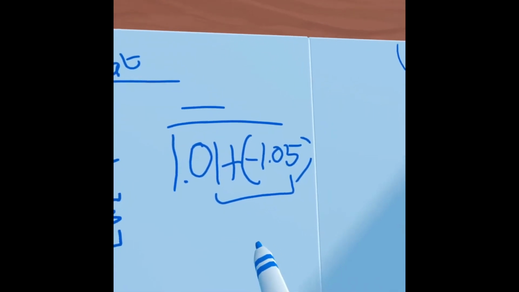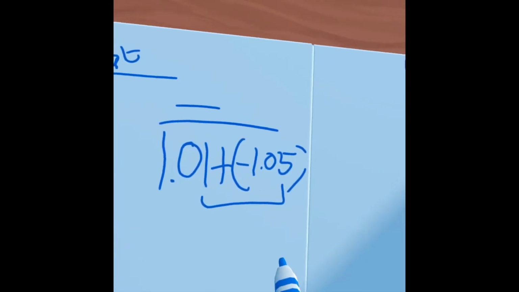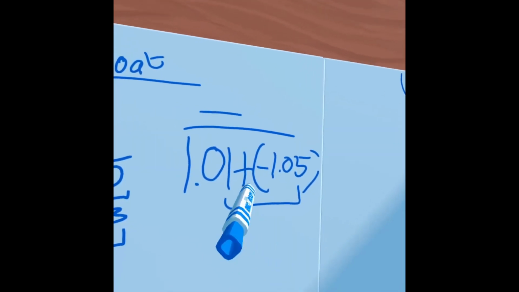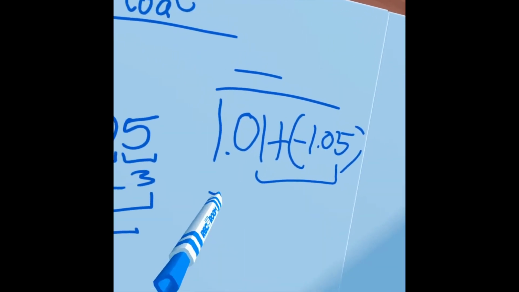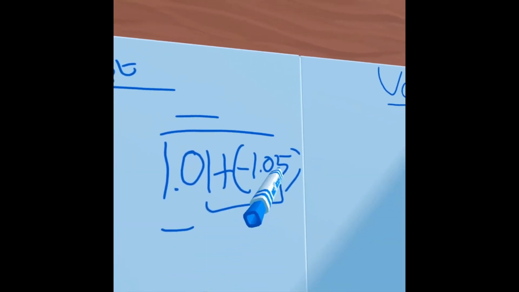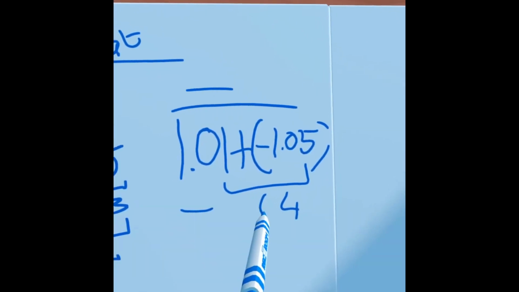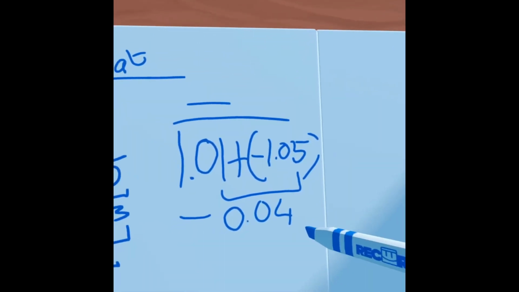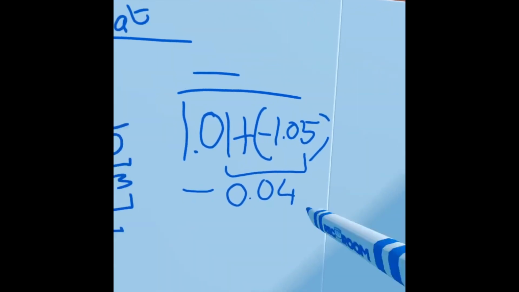So if we look at this, 1.01, 1.05, well, we know that this is larger. So if it's larger on the right-hand side and we're subtracting, it's going to end up as a negative number. So we can just put a negative right there. And we say, okay, so what is this going to equal? Well, 1 minus 5 is a negative 4. 0 minus 0, 0. 1 minus 1 is 0. So 1.01 minus 1.05 is negative 0.04, right?